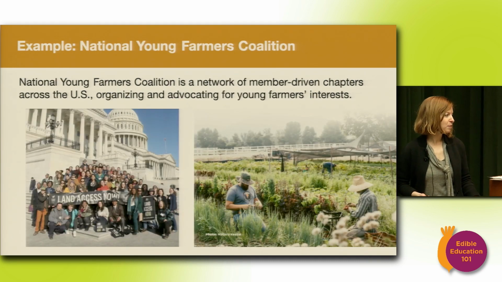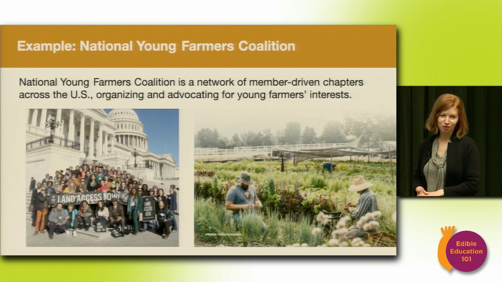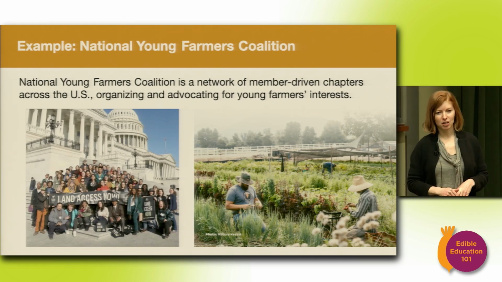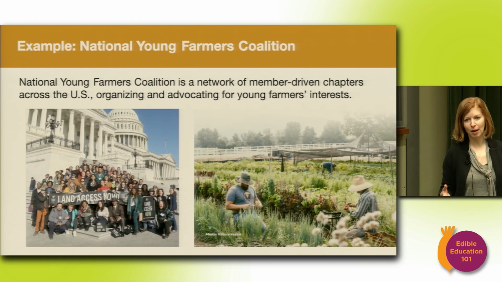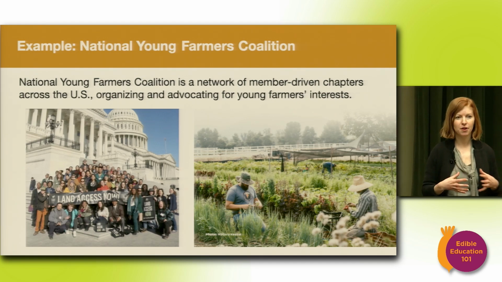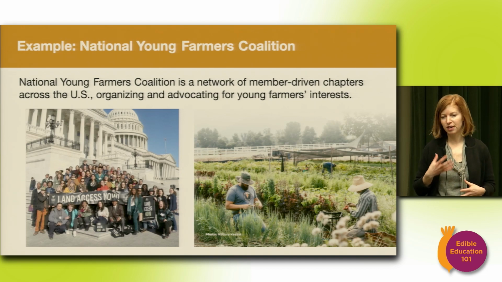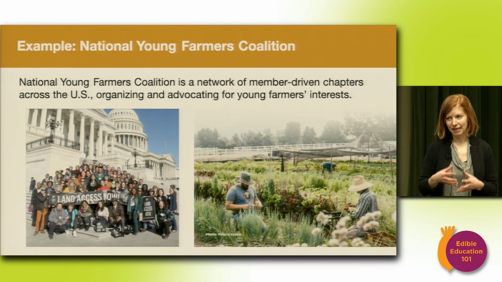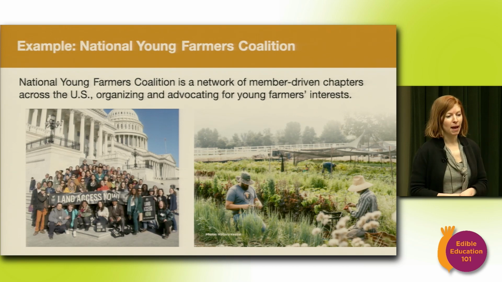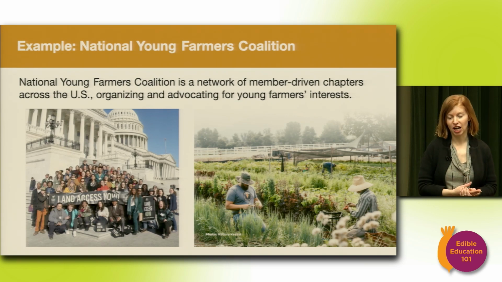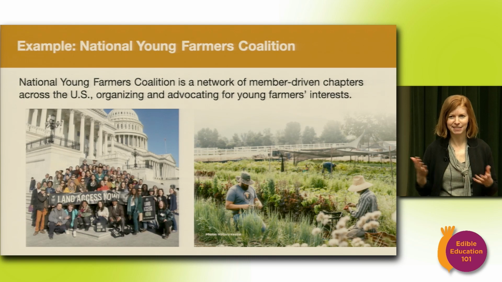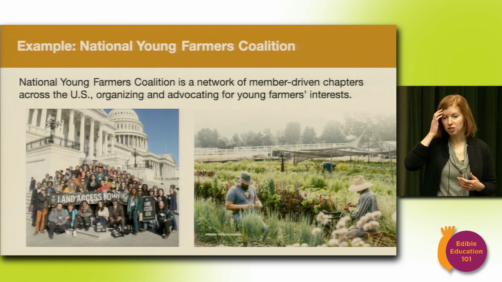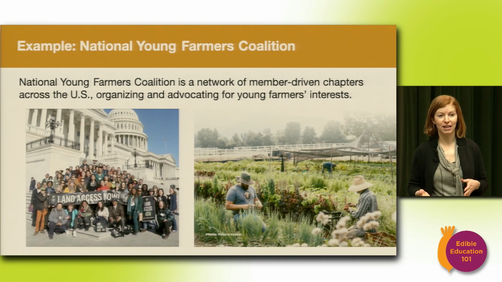And then the last example I wanted to share is the National Young Farmers Coalition. This is a national network across the US of young farmer member chapters. These are member-driven chapters of young farmers that organize and come together to learn from each other, but also to think about what issues we care about and what we want to work on together. They do a big survey every couple of years to understand the state of young farmers in the country. We know that the average age of a farmer in the US is like 68 years old or something. So farmers are really aging, and it's incredibly difficult for young people to break into farming.